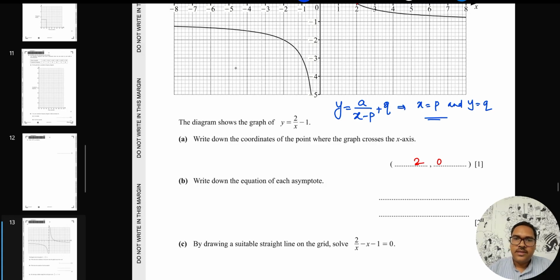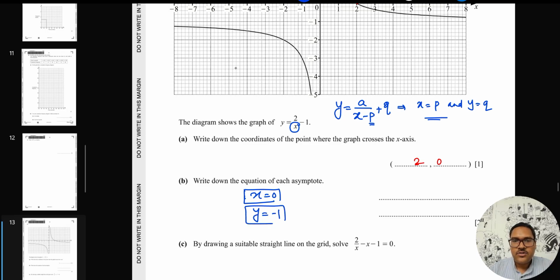Now, in this case, what is p? P is 0. If I compare this, so what is the asymptote? This is x equal to 0, one asymptote. From the graph also I'll show you. And what is the other asymptote? Y equal to q, y equal to minus 1.